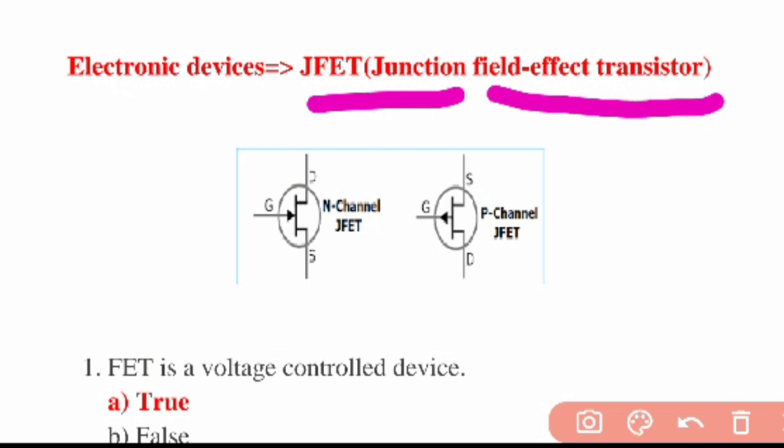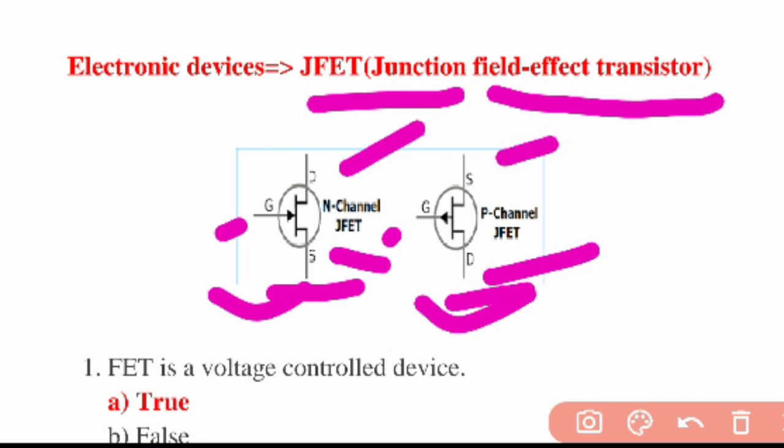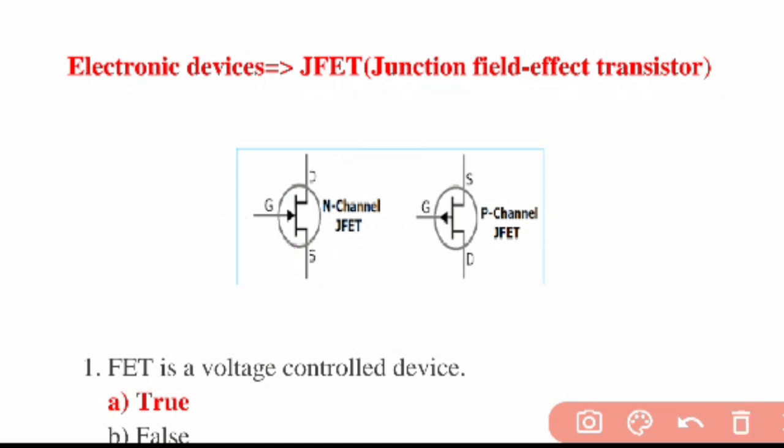Full form of FET is Junction Field Effect Transistor. This is N channel JFET, this is P channel JFET. G means gate, D means drain, S means source. N channel JFET and P channel JFET have gate, source and drain. In this, direction of current inside side will come, while in P channel direction of current outside will come.